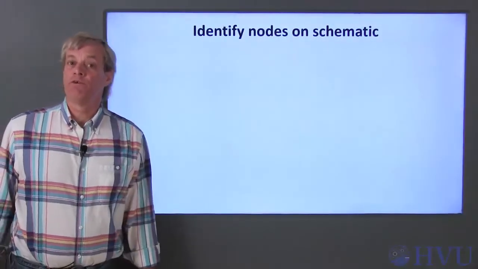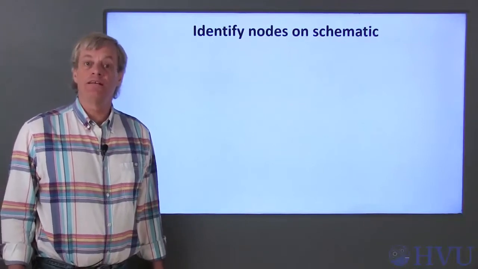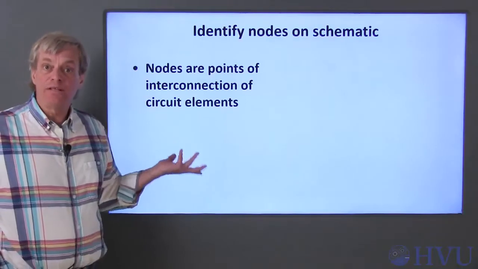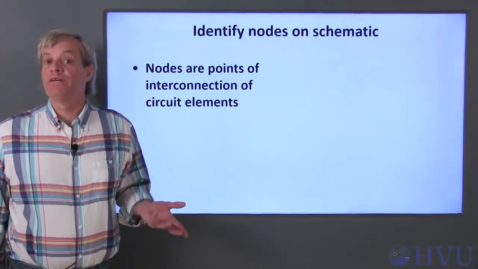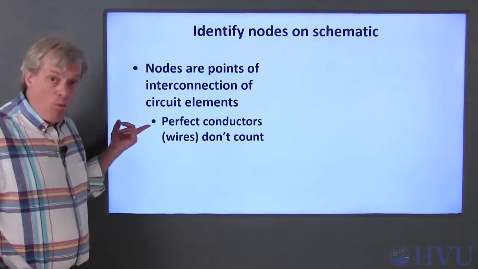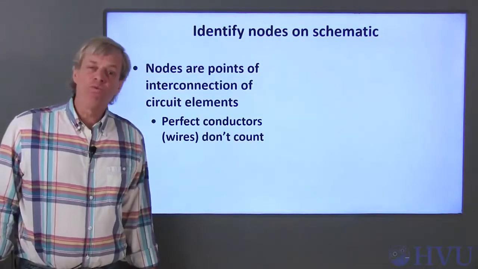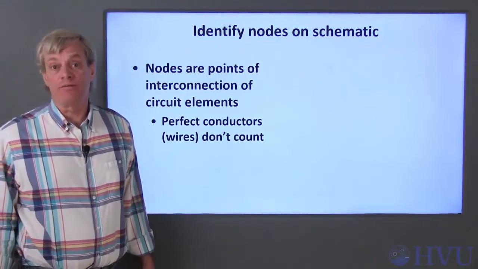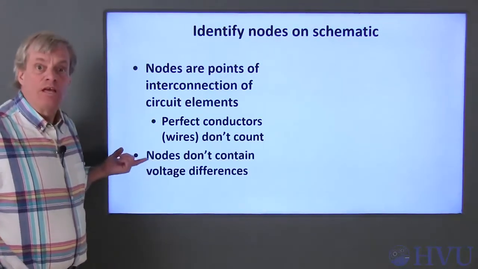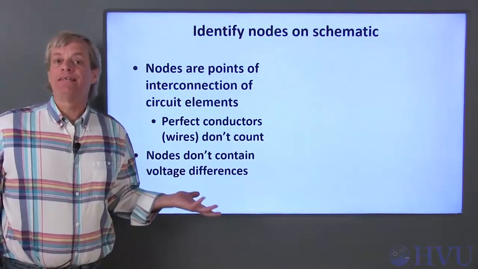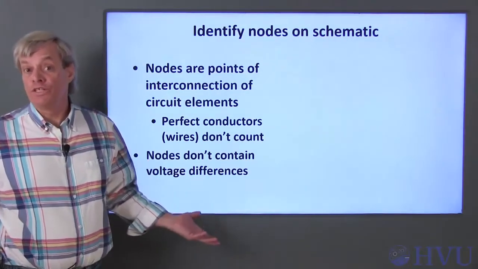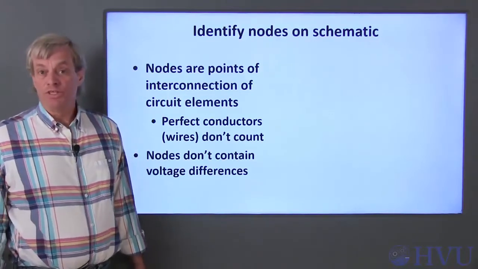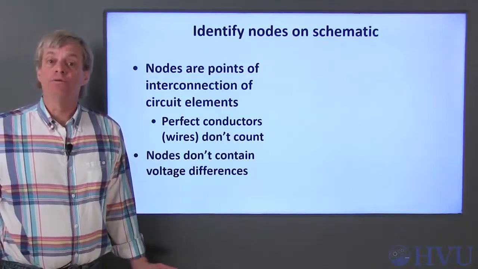The next step in converting a schematic to a physical circuit is to identify the circuit nodes on the schematic. Nodes are simply points on the schematic where two or more elements are interconnected. However, wires, or perfect conductors, don't really count as circuit elements since they don't introduce any voltage differences in the circuit. In more official terms, a node is defined as a point that has a single unique voltage. There are no voltage differences inside a node. Since perfect conductors don't introduce voltage differences, we can put them inside nodes.